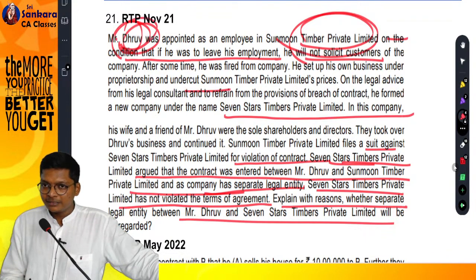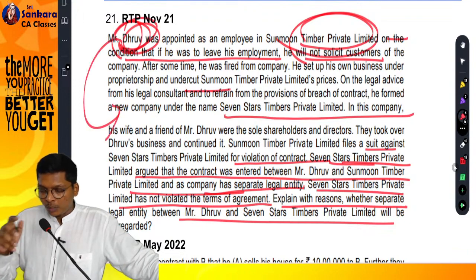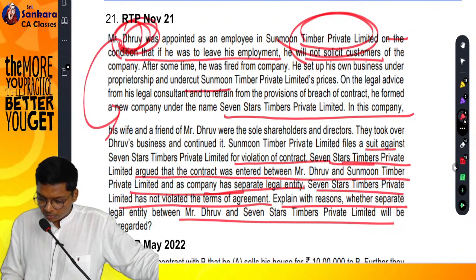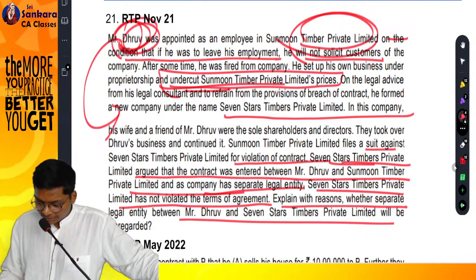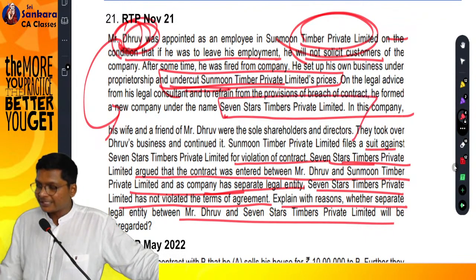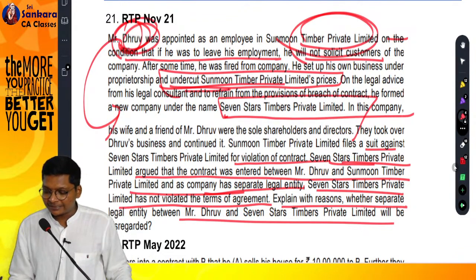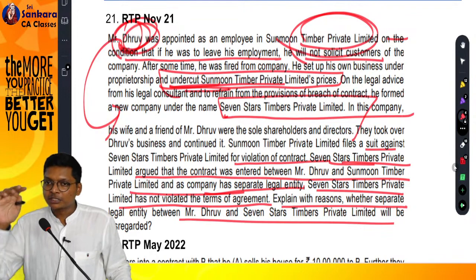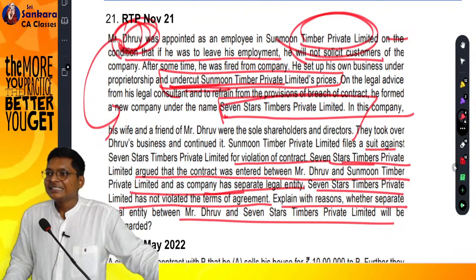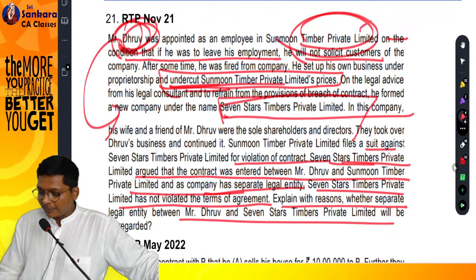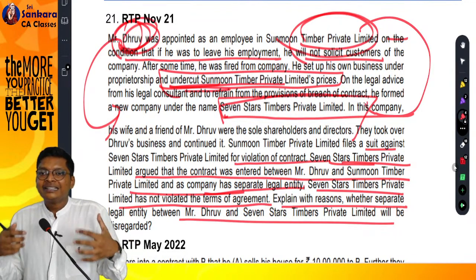So what Dhruv did, he started one more company called 7 Star Timbers, and on legal advice he undercut Sun Moon. He gave the same service for a lower price, a discount in the name of 7 Stars. Later, when the company sued them, they found out basically it's the same person.